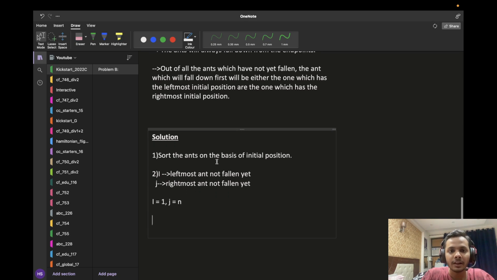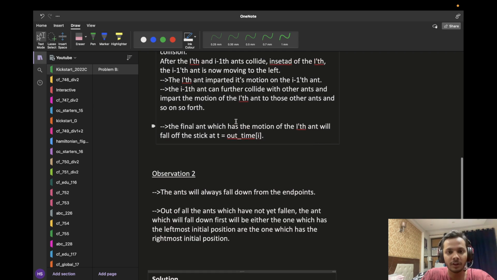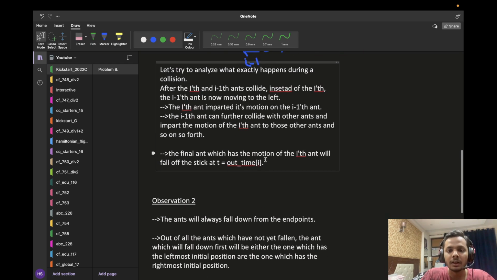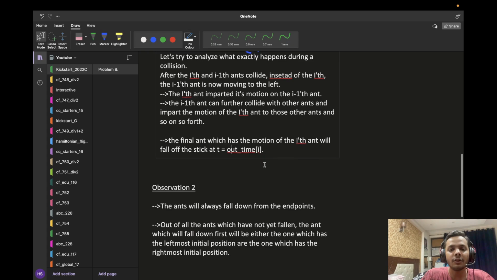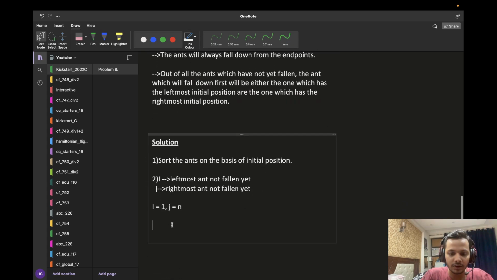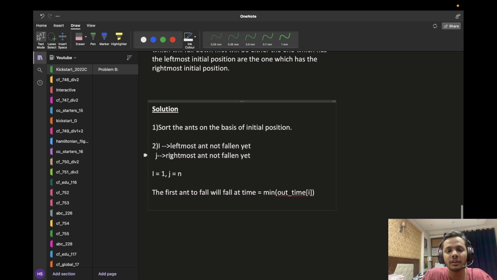In this case, we know that the first ant to fall will fall at a time which is the minimum value of out time of i for all i, right? So the first ant to fall will fall at time equal to the minimum out of all the out times. Why? Because at each out time of i, some ant is falling, right? So the ant which will fall first will either be the first ant or the last ant, but it will fall at a time which is equal to the minimum value of out time i.